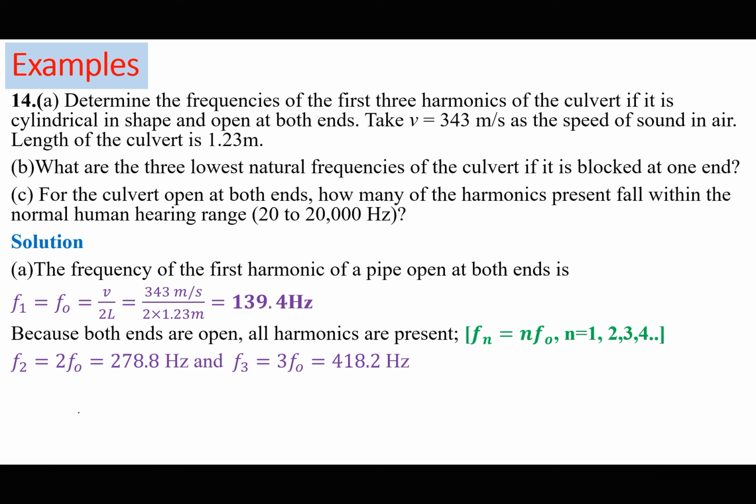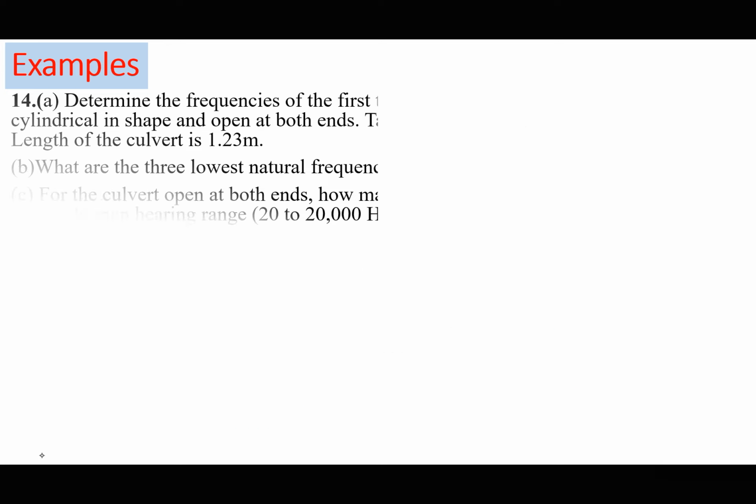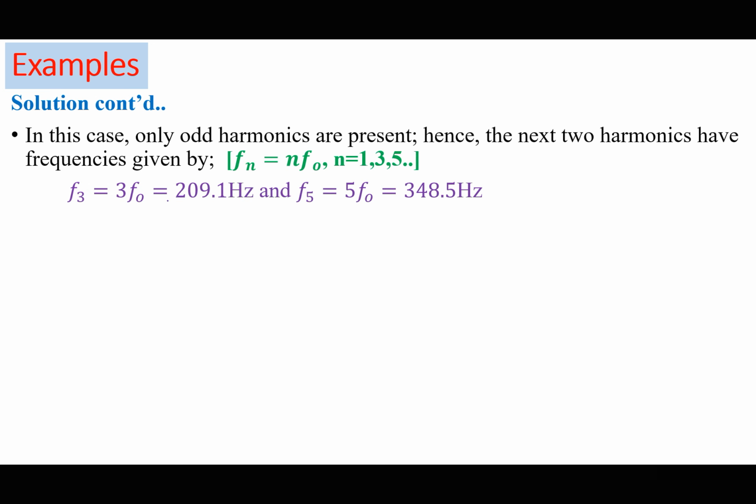Then if it is closed at one end, we saw the fundamental frequency as this. And remember here, when I use Fn equals n times F naught, I've said n is only the odd numbers 1, 3, 5, and so on and so forth. So I can now use this to find the frequencies in that case. And the frequencies, I obtained them as the first one, the fundamental, was 69.7 hertz. So the second one is 209.1, then 348.5, and so on and so forth.